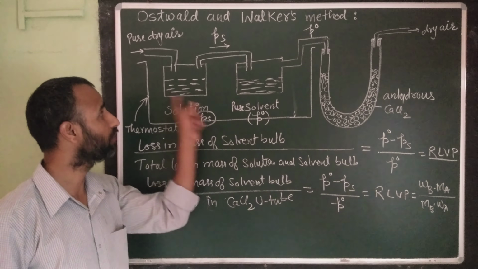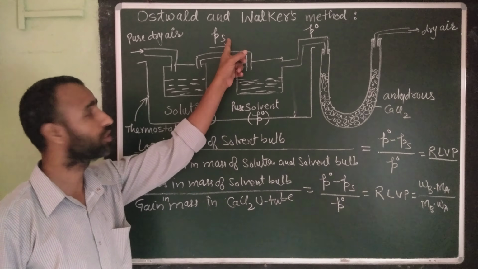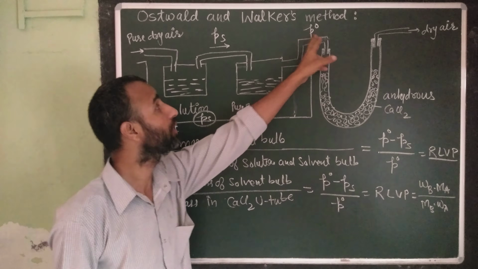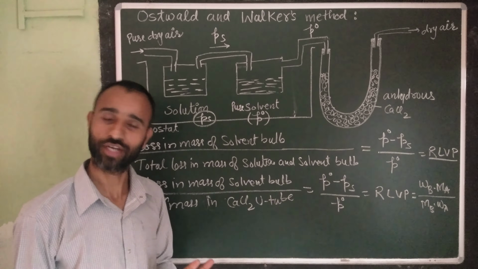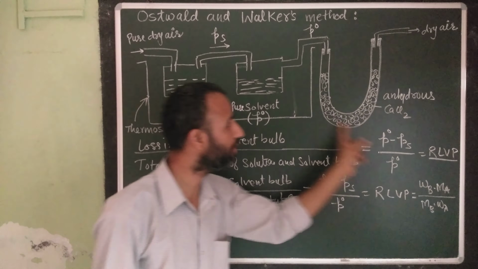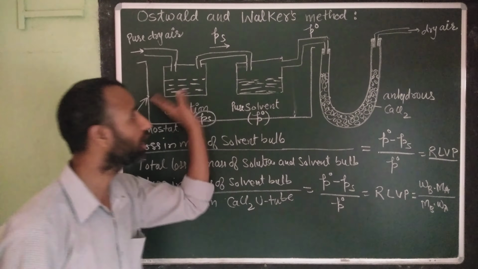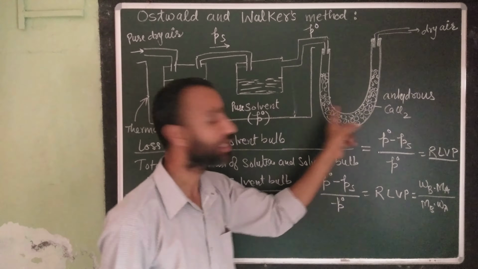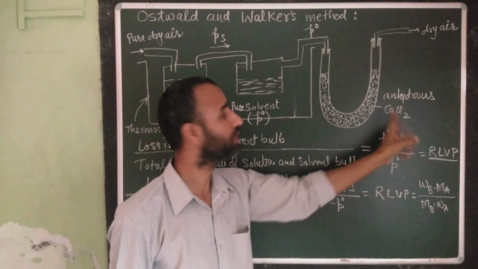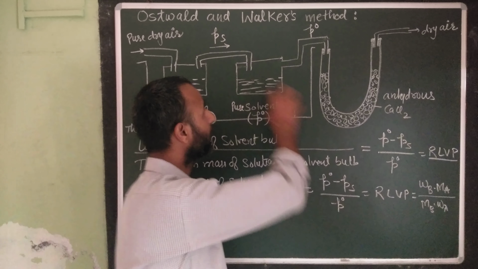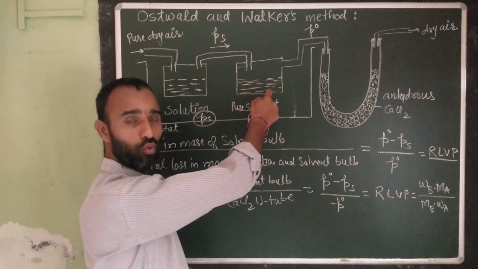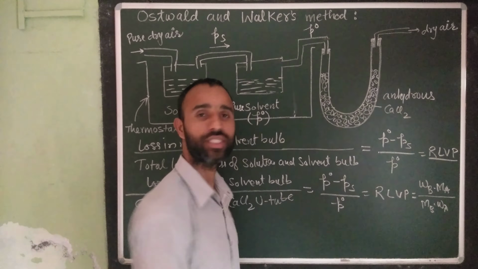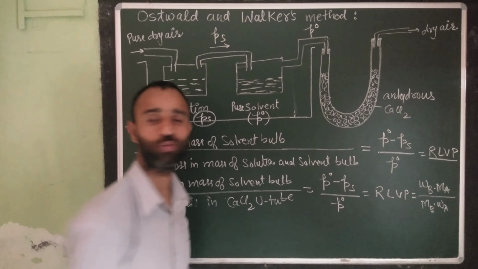Here the loss in mass of the solution bulb is proportional to PS, and the loss in mass of the pure solvent bulb is proportional to P naught minus PS. Right? And that whole mass is gained by CaCl2. So the total loss in mass of these two bulbs is equal to the gain in mass of the CaCl2 bulb, because after gaining mass from these two bulbs, that is absorbed by CaCl2 and then dry air goes out.